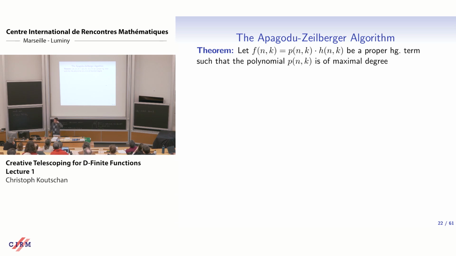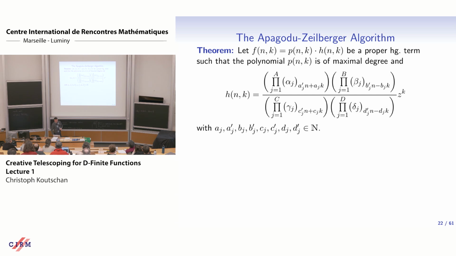Very quickly, about the so-called Apagodo-Zeilberger algorithm. Again, we take f, a hypergeometric term, and we use this technical assumption that it is a proper hypergeometric term. And you want to write it in the form polynomial times a hypergeometric term, and you do this in a way that this polynomial is as big as possible. So you want to take as much out of this hypergeometric expression, and then you can write this h.